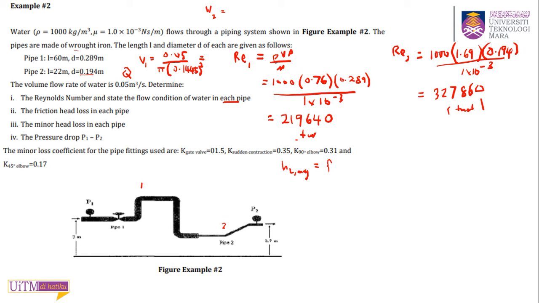F L over D times V squared over 2G. Okay. So for pipe 1, you already have your Reynolds number, which is 2.2 times 10 to the power of 5.